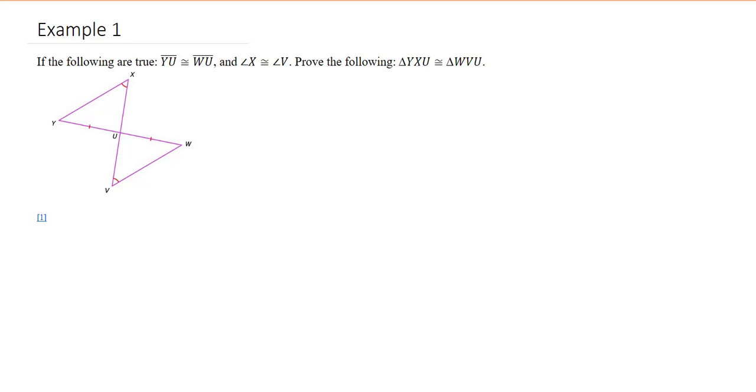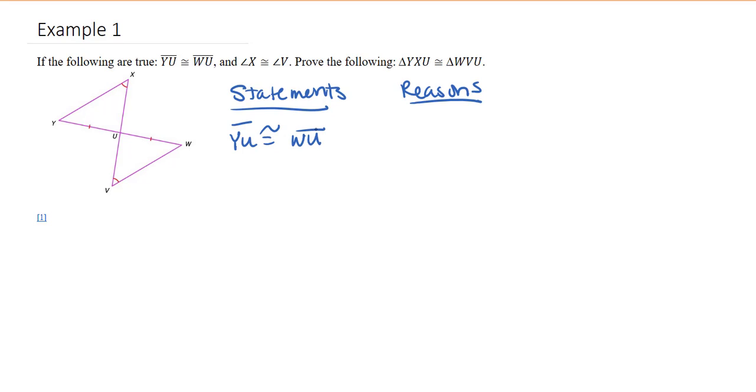Example 1. If the following are true, the segment YU is congruent to WU, and also the angle X is congruent to the angle V, we're going to prove the following, which is the triangle YXU is congruent to the triangle WVU. So let's go into our statements and then our reasons. So the first one is just given, right? So we have 2 givens.